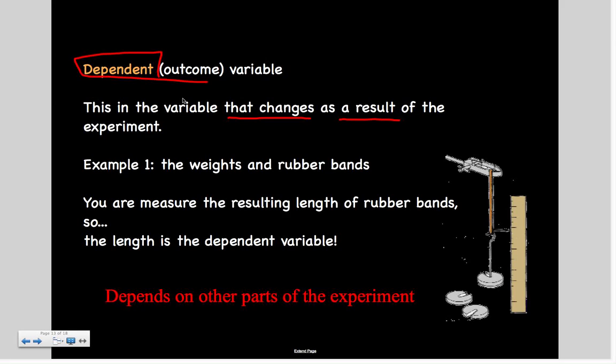The dependent variable, the outcome, is the thing that changes as a result. So looking back at our rubber bands, I controlled the weight on the rubber bands. So with the weights on the rubber bands, you're measuring the result, the length of the rubber bands. The thing that changed was the length of the rubber bands.